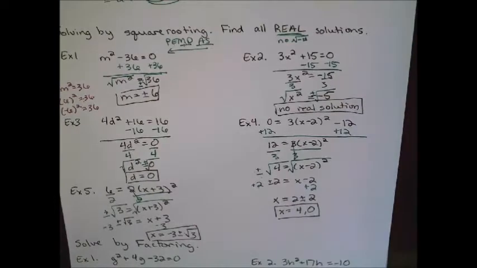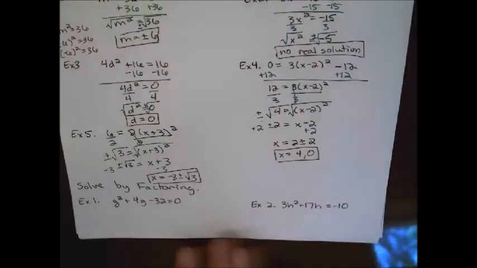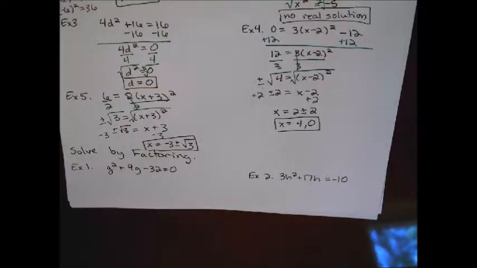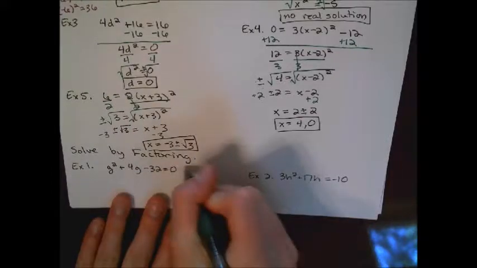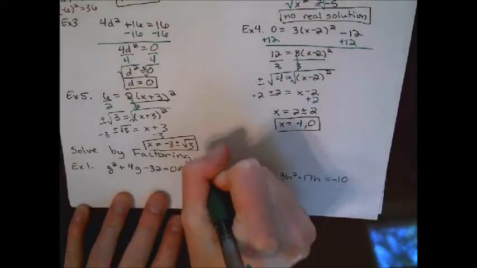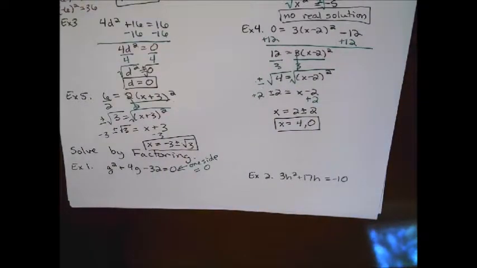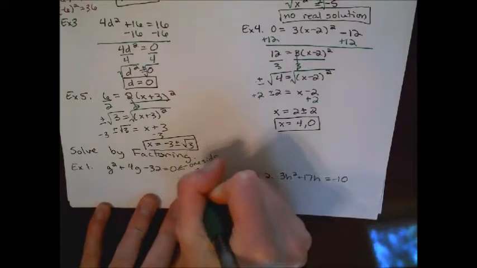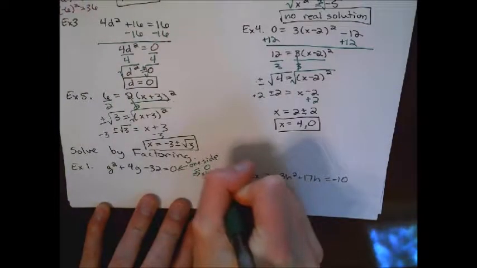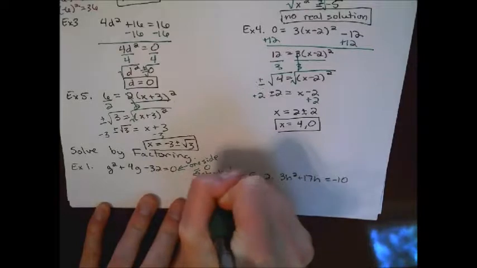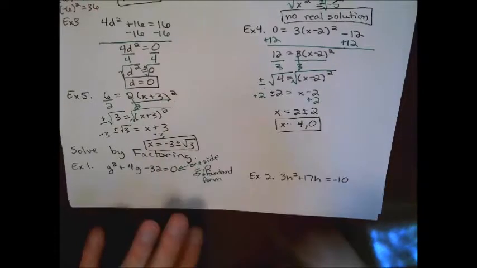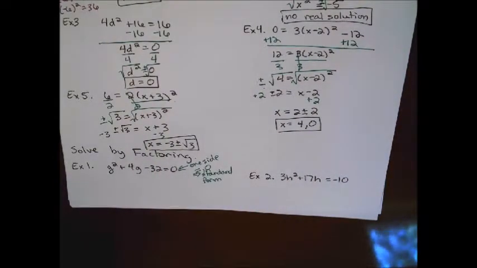All right, so now we're going to review our solving by factoring. We're going to factor. First thing we need to note, one side has to equal 0. Does this side equal 0? Yes. Note that this is in standard form. So this is going to be one of our methods for solving in standard form.